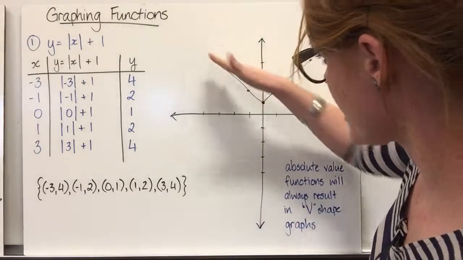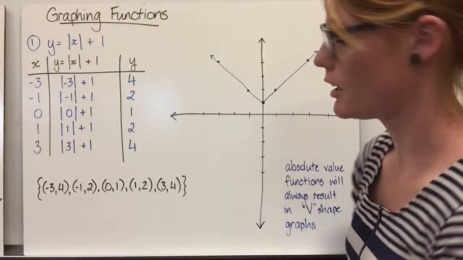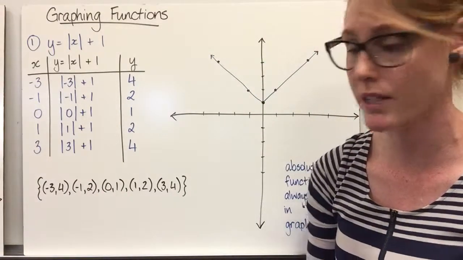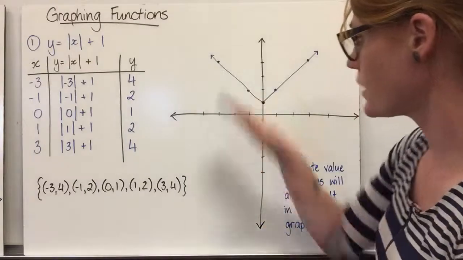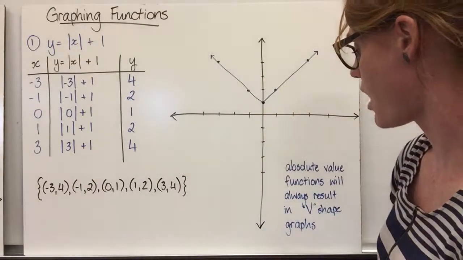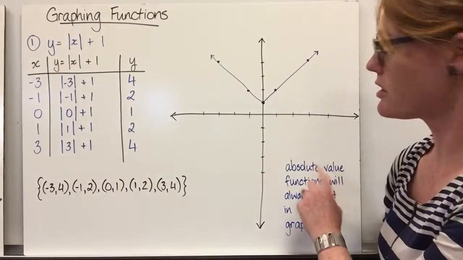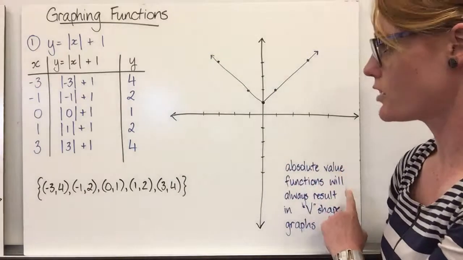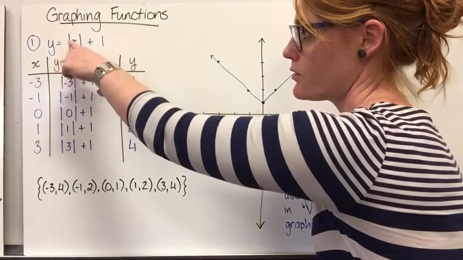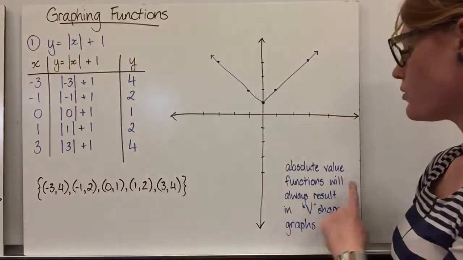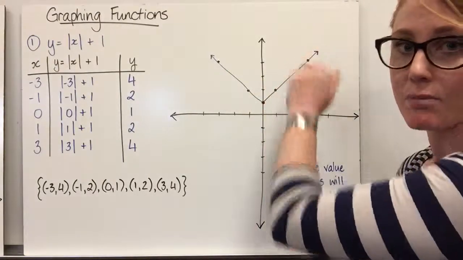And as you can see, as we join our plotted points on the graph together, we come up with this V-shaped graph. And you'll notice that any absolute value function of this form, the absolute value of x, will always result in a V-shaped graph.